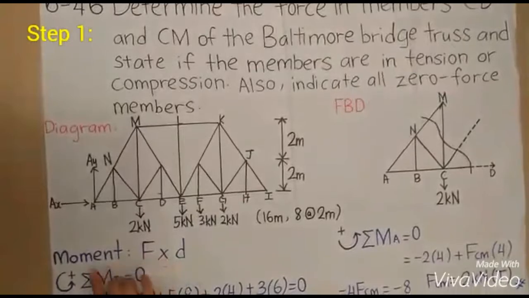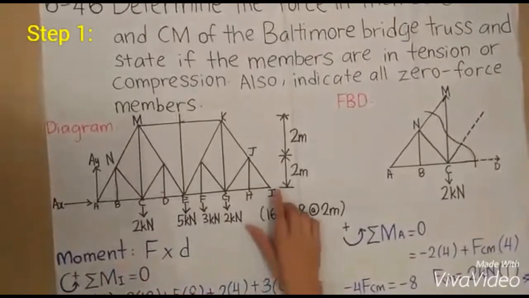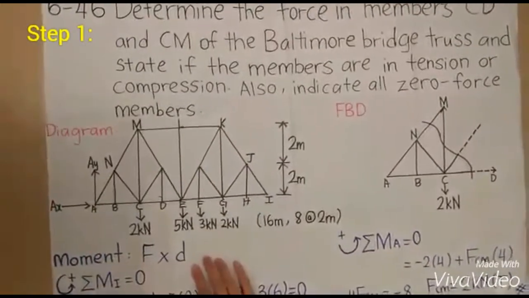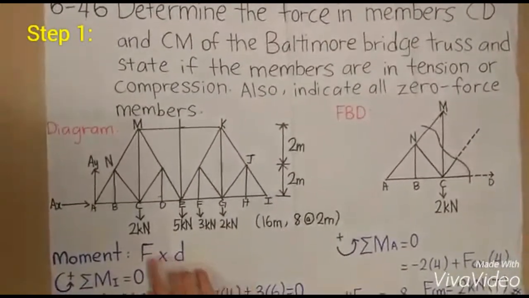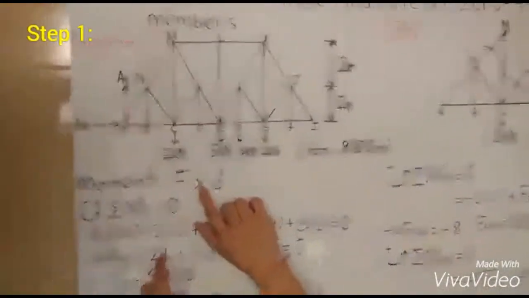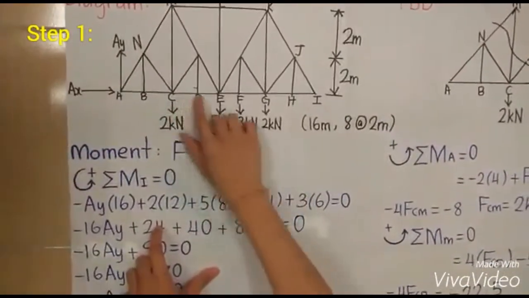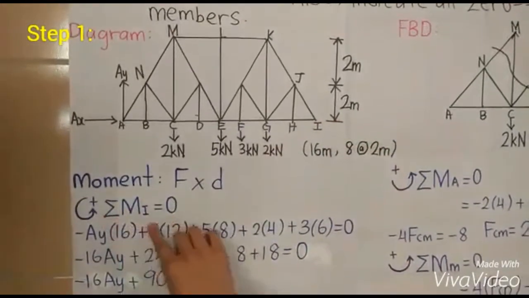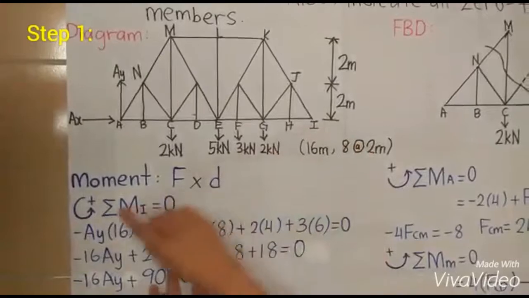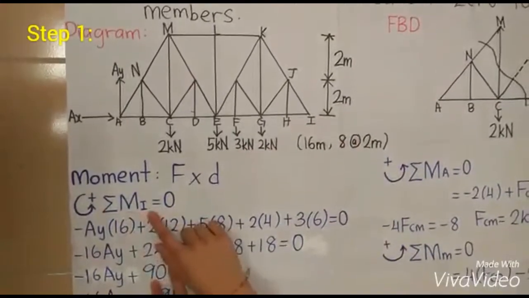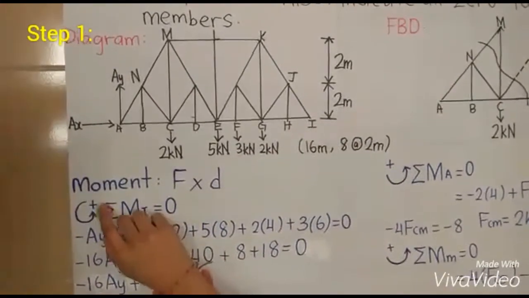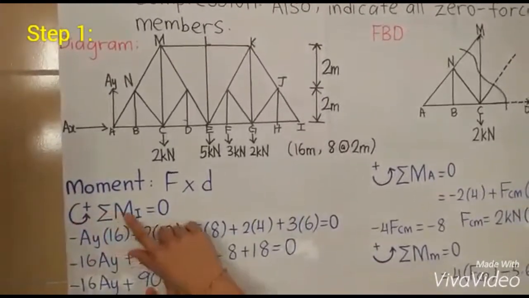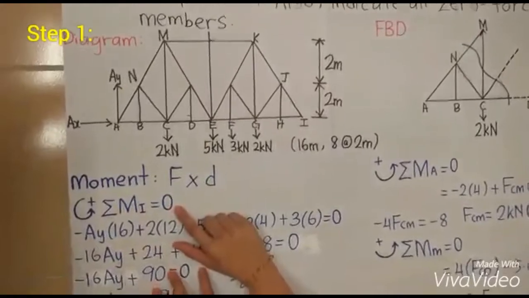Firstly, we need to find the moment at point I. Before that, we know that the equation for moment is perpendicular force times the distance along the x-axis. So, at point I, the summation of moment at point I is positive in counterclockwise direction, and the summation of moment at point I equals 0.